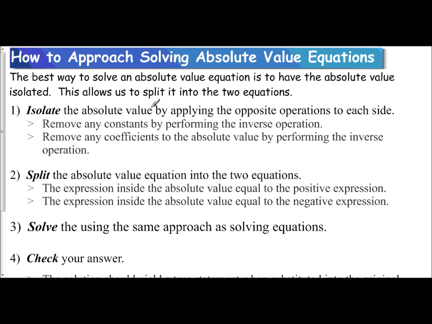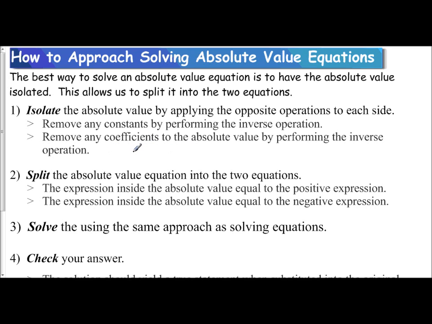The way you do that is you remove any constants first. And so what that means is if you are adding or subtracting outside the absolute value, get rid of those first by doing the inverse operation. Then if you have a coefficient on the absolute value, you would do the inverse operation, which most likely would be dividing by that coefficient.